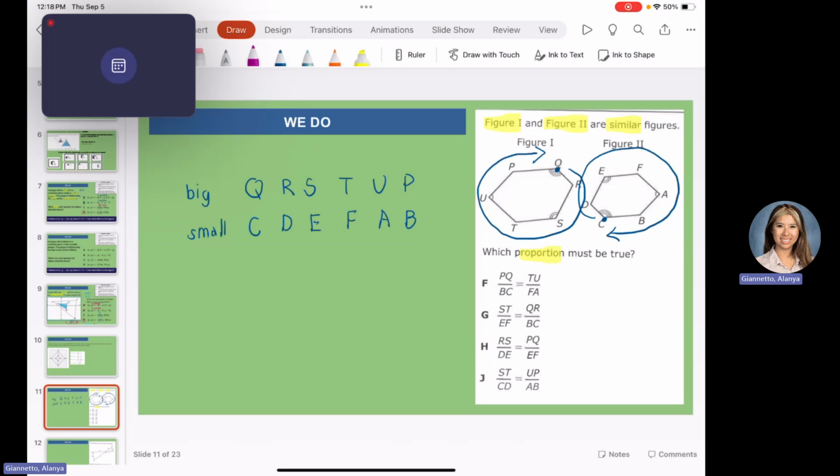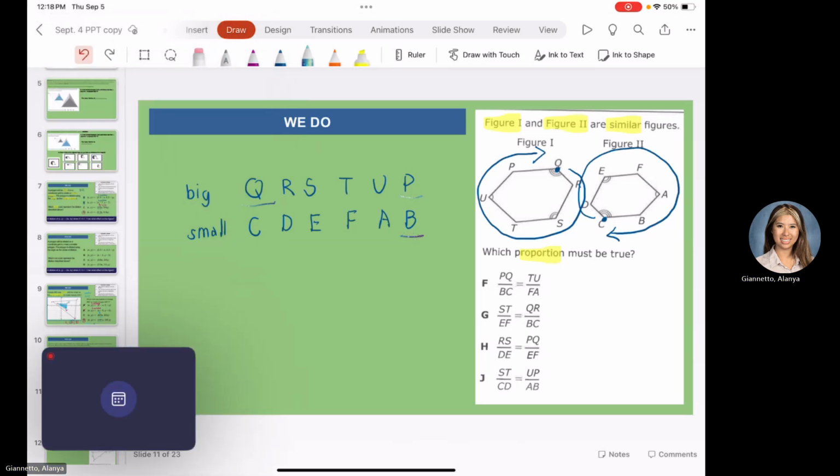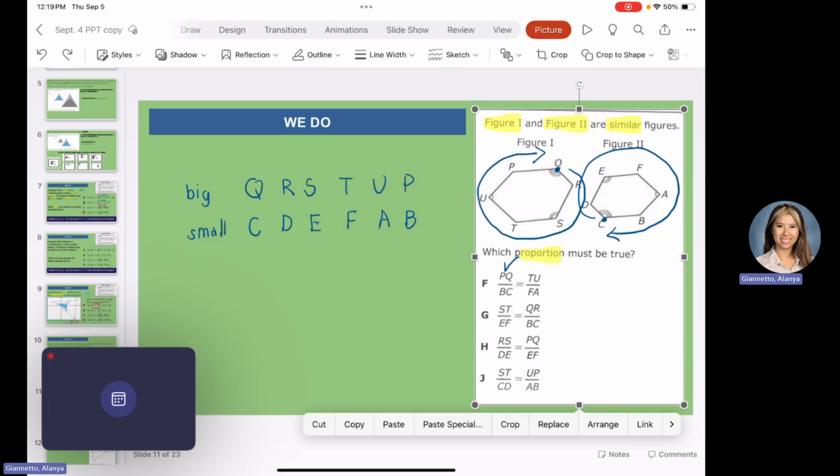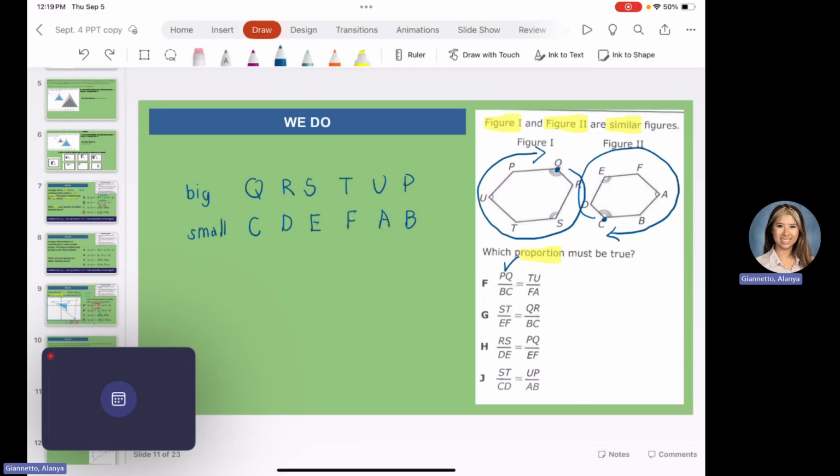Okay, so if we have PQ, we can see that P's right here, Q's right here. In this first proportion for F, it says that aligns with B and C. So that is true. Then the other side says that TU, so that's right there, aligns with FA. So that other side could also be correct. So F is probably our answer, but before we go ahead and choose it, I want to go ahead and look at the other answer choices to make sure there's not an even better answer.